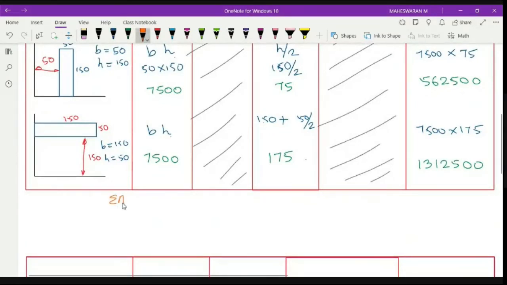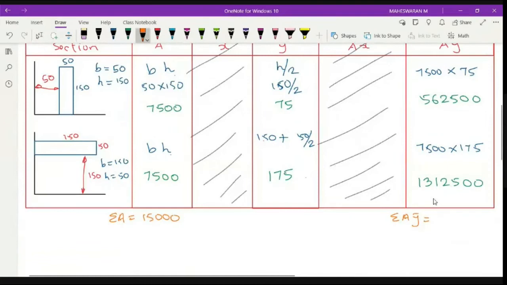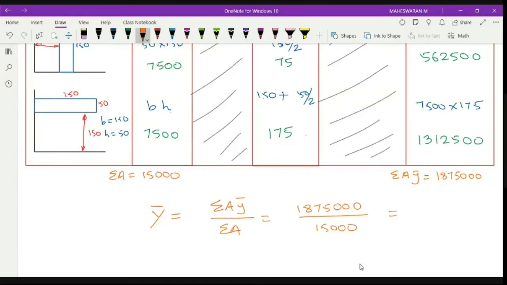Now we will identify sigma A. Right? What is sigma A? Sigma A is addition of these two. So I get 15,000. So similarly, sigma A into Y bar. Right? What is sigma A into Y bar? 1875000. Right? So now I will identify what is my capital Y bar. Capital Y bar is sigma A into small y bar divided by sigma A, which is 1875000 divided by 15,000. So what is your Y bar? 125. Right? 125 mm.